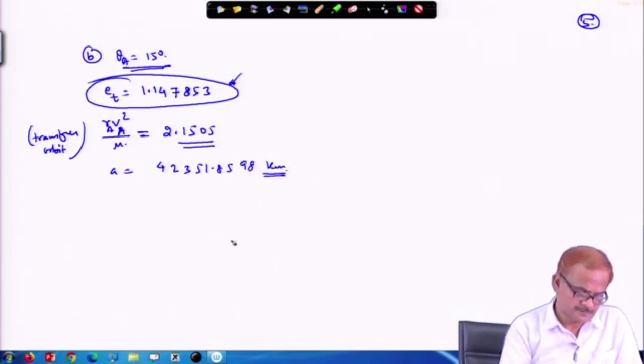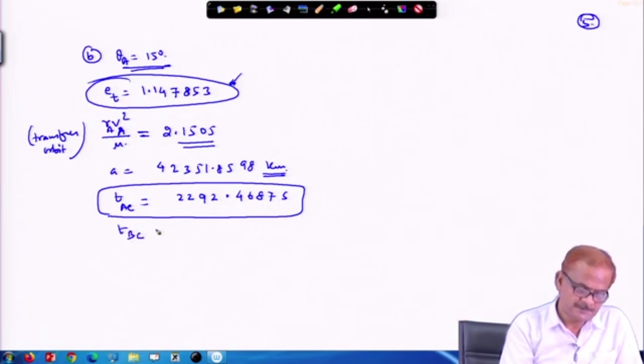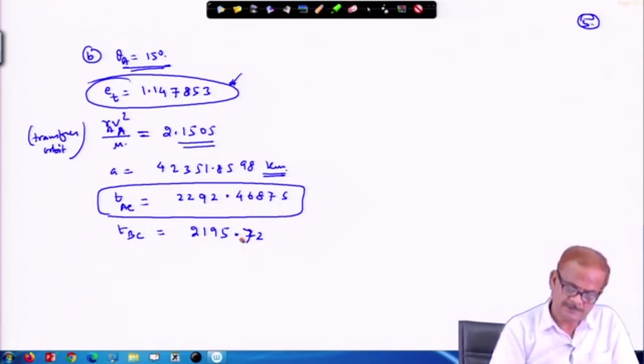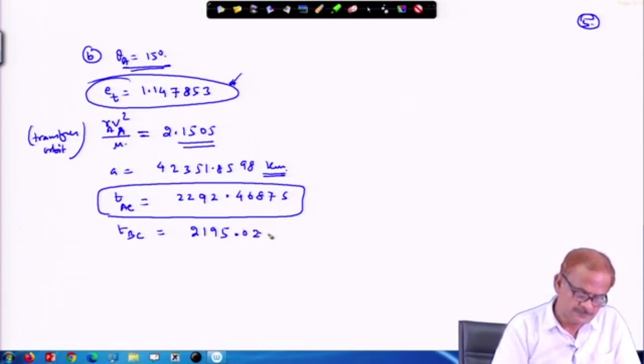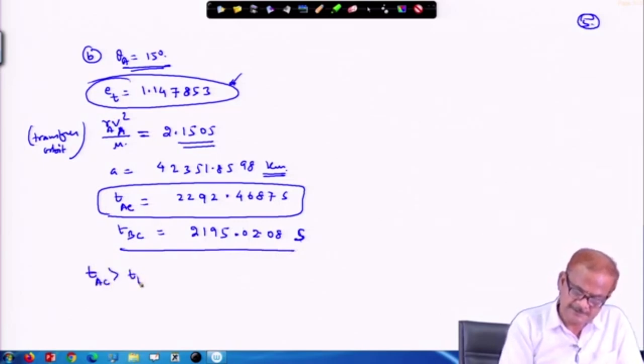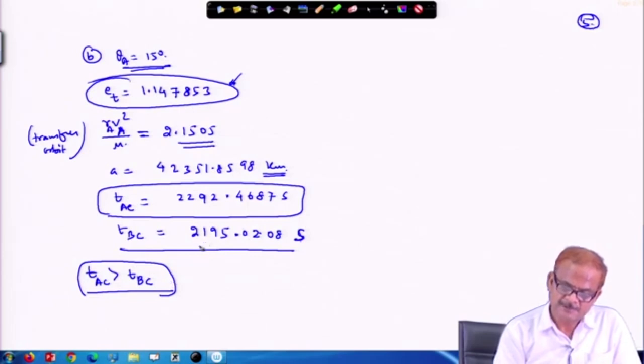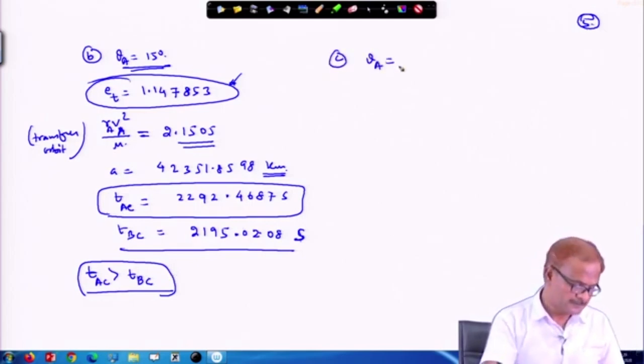So, a then turns out to be 42351.8598 kilometers, and T A C is 2292.4687 seconds. If we compare this with T B C, which is 2195.0208 seconds, obviously in this case T A C is greater than T B C. That means the orbit in which the satellite will go has now become slow, so we have to make it fast. So, in the next step, theta A is chosen to be 12 degrees.